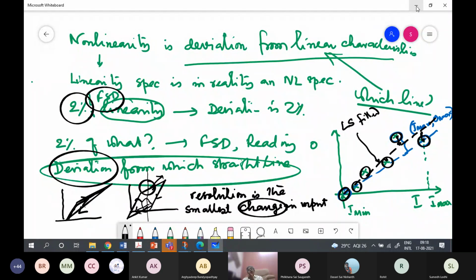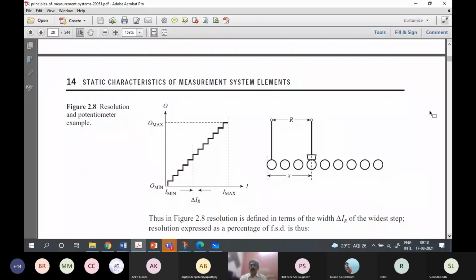What is the smallest amount by which the input should change so that you will get a definitely detectable change in the output, right? This term may be affected by the noise environment of your sensor.